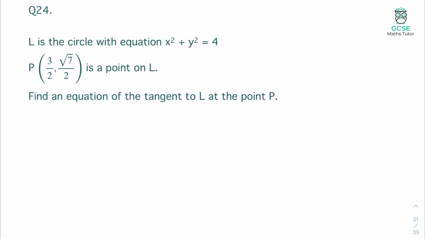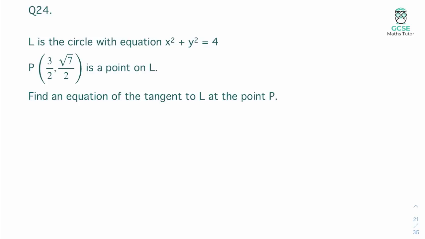So L is the circle with equation x squared plus y squared equals 4. P is the point 3 over 2, root 7 over 2, and that is a point on L, so on the circle. Find an equation of the tangent to L at the point P.